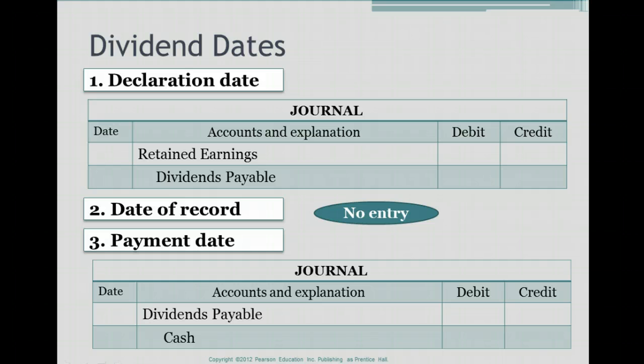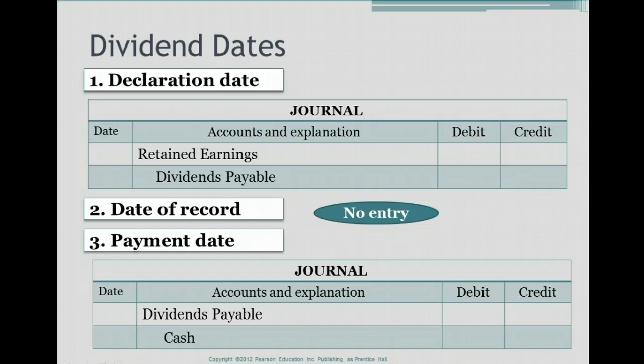The second date that pertains to dividends is the date of record. The date of record is the date when the company will go and look at the shareholders that are owners of the company as of that date. There is no journal entry required because all they're doing is determining who the shareholders are as of the date of record, so those shareholders will get paid the dividend.